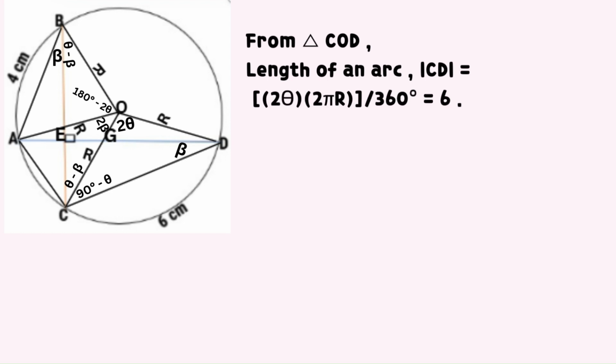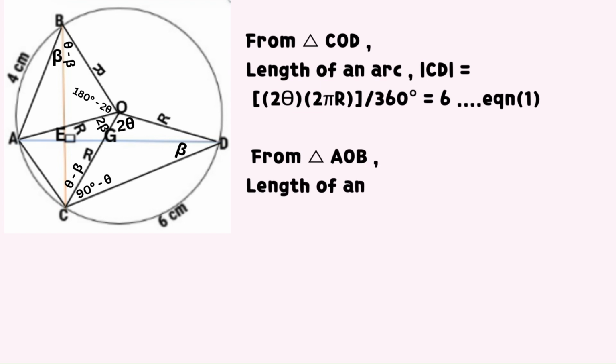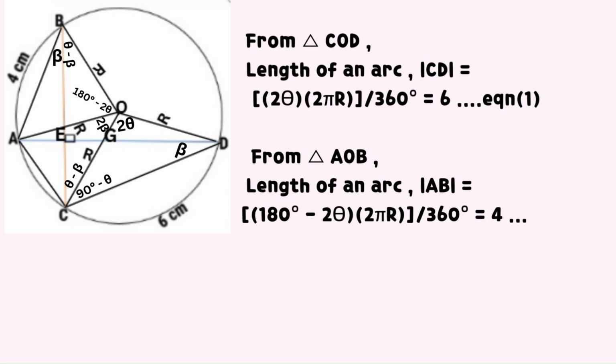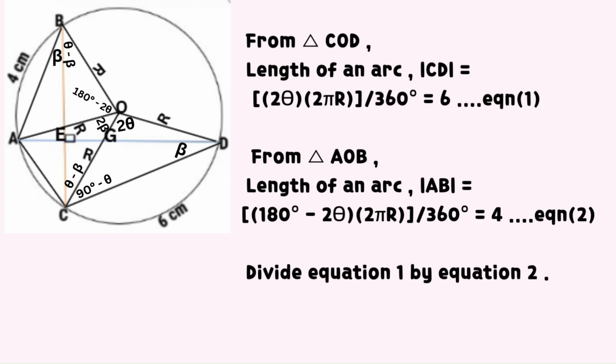From triangle COD, the length of arc CD equals 2 times theta times 2 times pi times r, all divided by 360 degrees, which equals 6. We call it equation 1. From triangle AOB, the length of arc AB equals (180 degrees minus 2 times theta) times 2 times pi times r, all divided by 360 degrees, which equals 4. We call it equation 2.